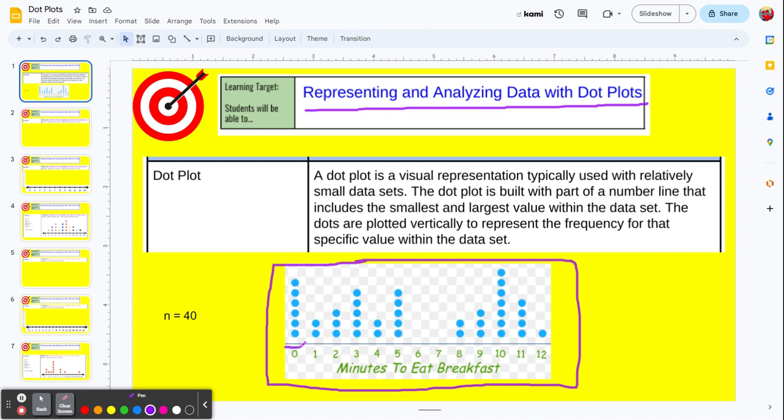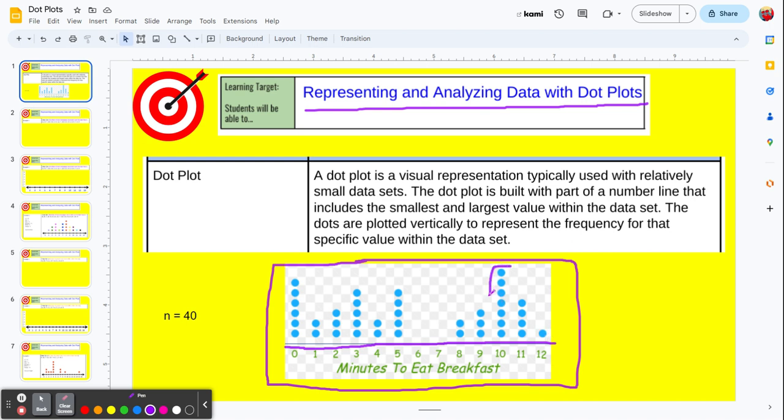It's built with a number line that must include the smallest value in the data set, in this case 0 minutes, and the largest value in the data set, which in this example is 12 minutes. Then we stack the dots based on the frequency that value occurs in the data set. The number 0, the min, occurs 1, 2, 3, 4, 5, 6 times. The max value 12 only occurs 1 time.